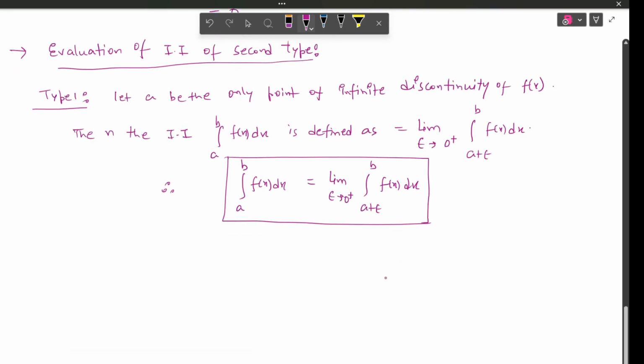Okay, so from this it is clear that here we have the infinite discontinuity at the lower limit, right? So we add a small positive quantity epsilon to make the improper integral into proper form.